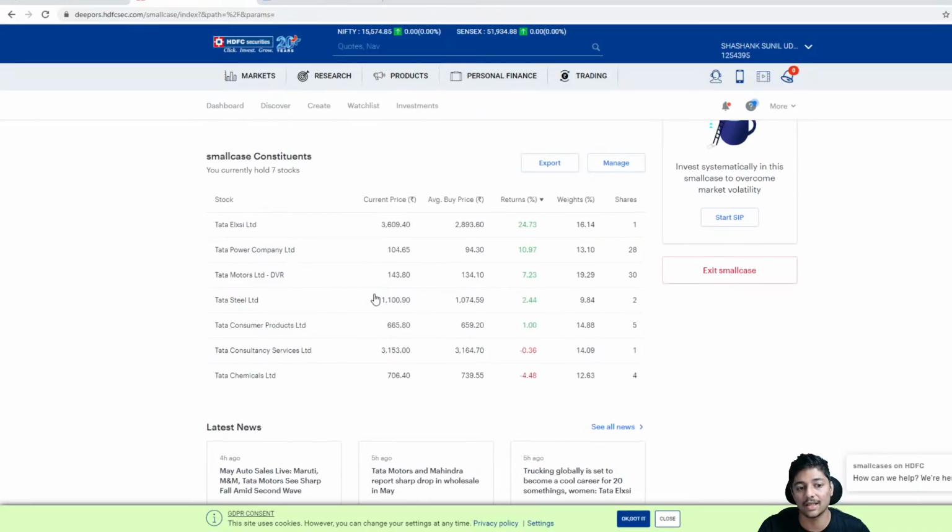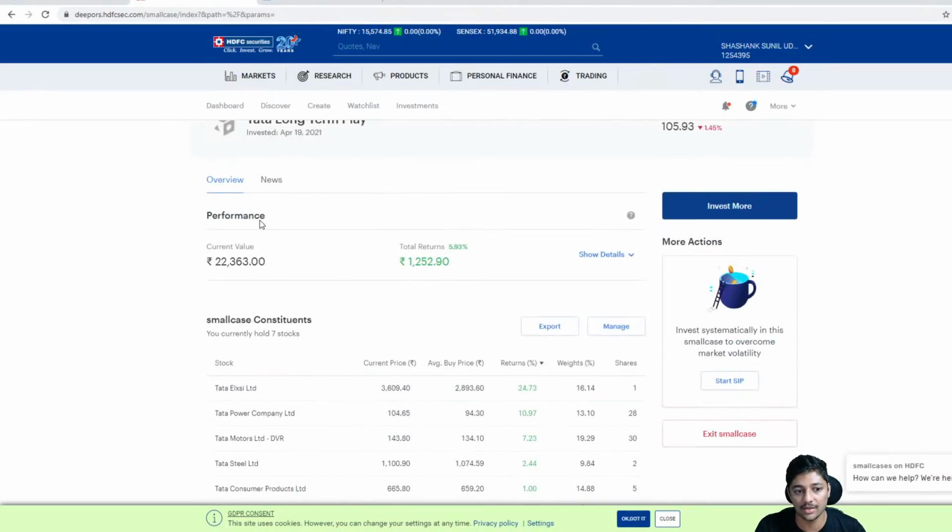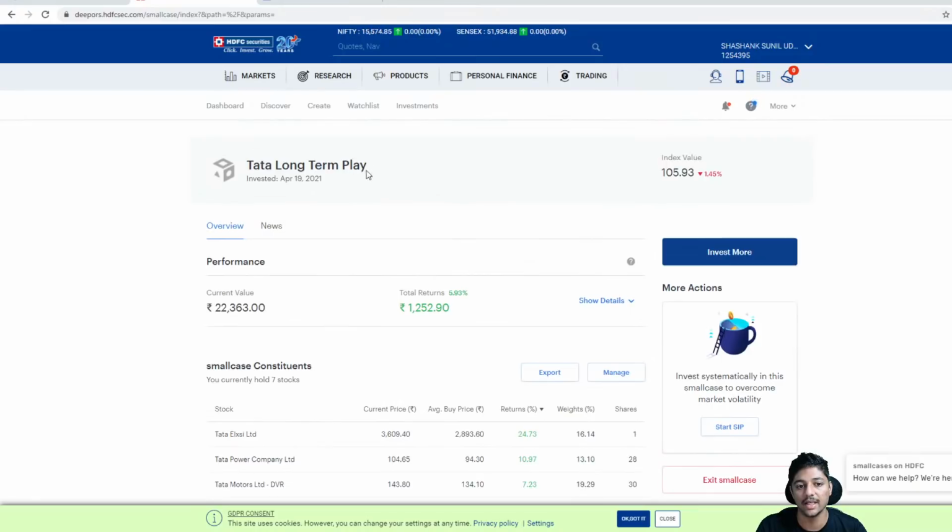Now, what is there under this, if I had to show you, I've just put in almost all the Tata stocks, right? Most of the Tata stocks are Tata Elxsi, 16%, Tata Motors DVR, not the normal Tata Motors, Tata Power. And why am I doing this? Why are you like, Shashank, why are you doing Tata long-term play? This is my electric vehicle segment play. For all the people who want to understand what electric vehicle is, this is my electric vehicle play.